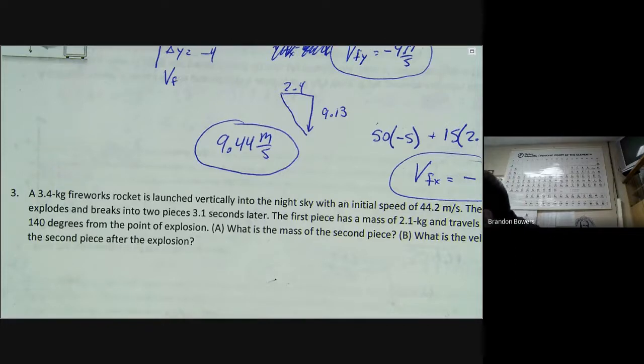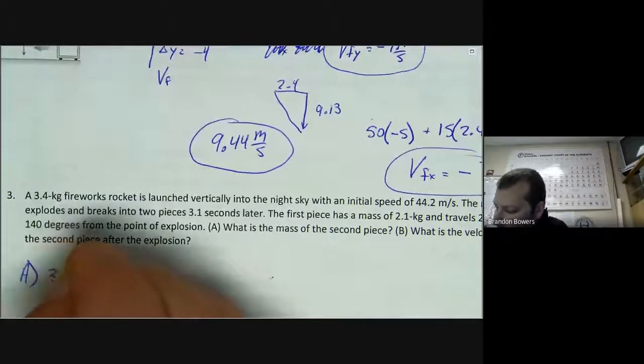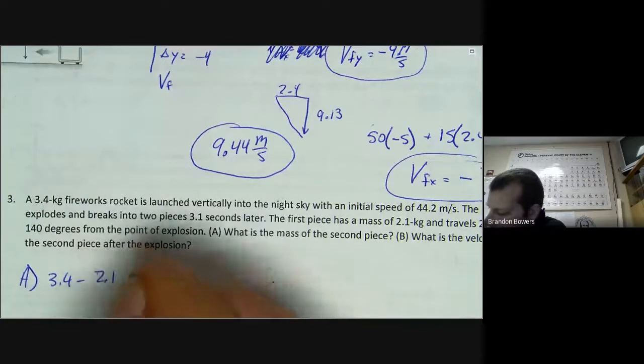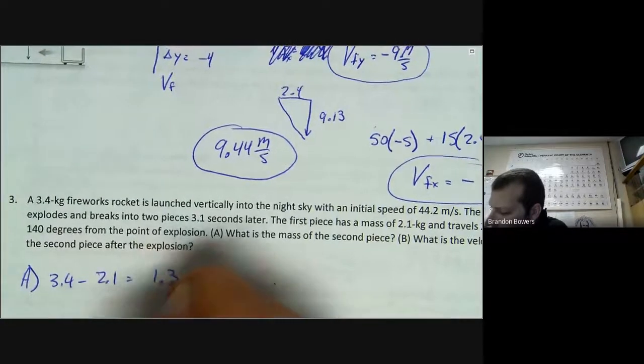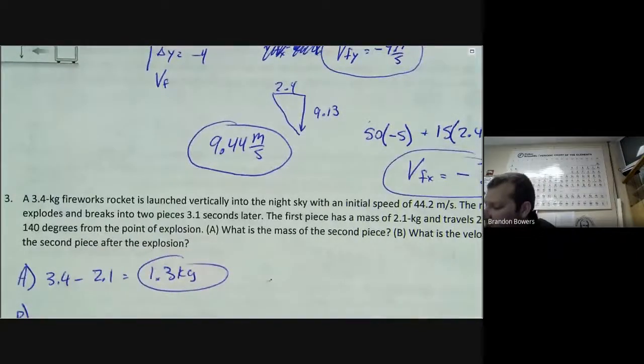Then part B says, what is the velocity of the second piece after the explosion? So let's do A. A is easy. If the firework weighs 3.4 and one of the pieces weighed 2.1, the mass of the other piece had to be 1.3 kilograms. Now B is a little more tricky. B is what is the velocity of the second piece?